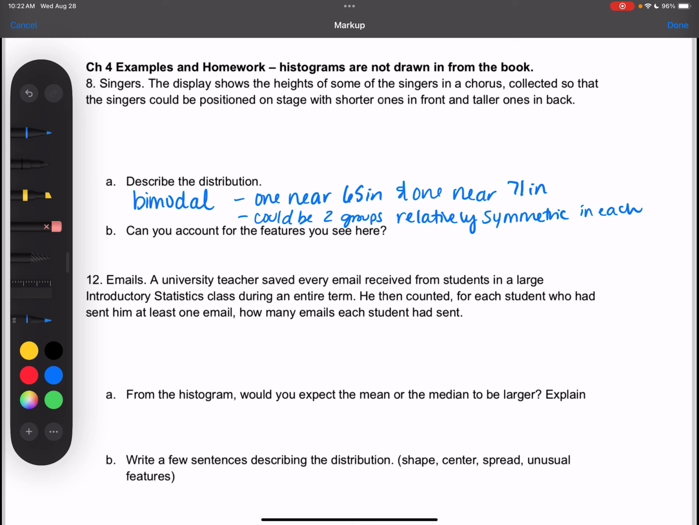Wait, so what exactly am I looking for? Like when it's asking that? Like why do you think it's bimodal? There is kind of a right or wrong answer, but also it's kind of just like, what do you think could lead to that purpose?